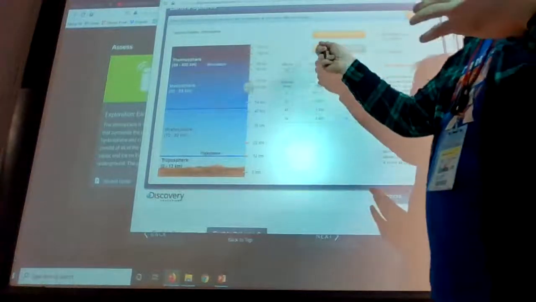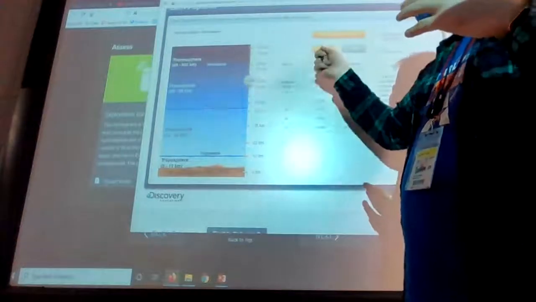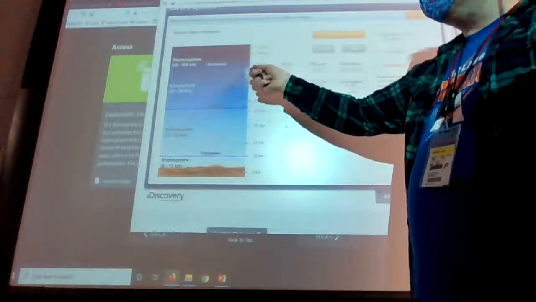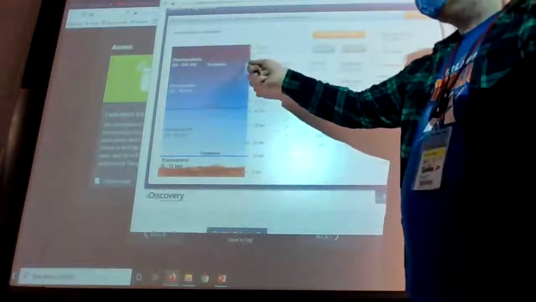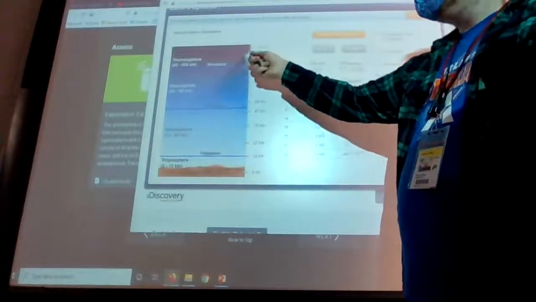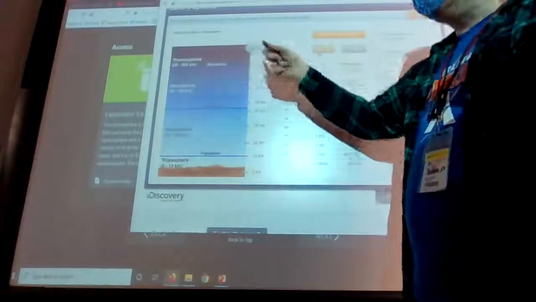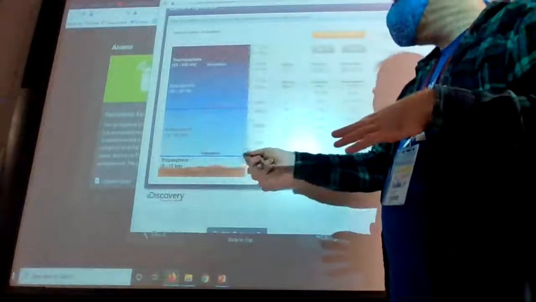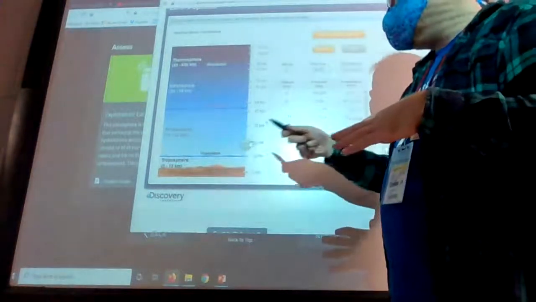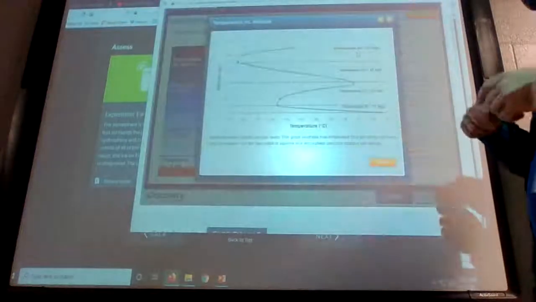What happens to your temperature as you go up in elevation? Yeah, it decreases, because when you get up higher in the mountains, it's nice and cold up there. But that doesn't happen the entire way. The temperature actually changes as you go through the atmosphere.